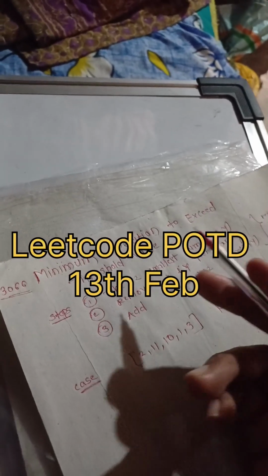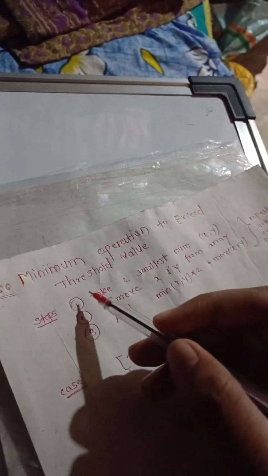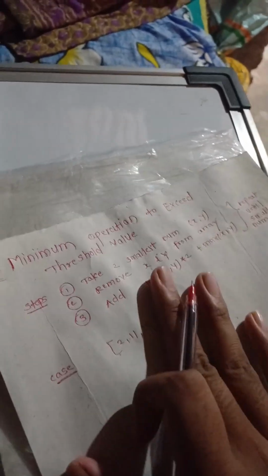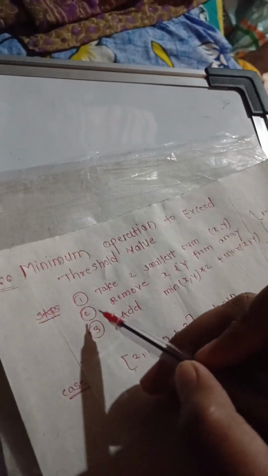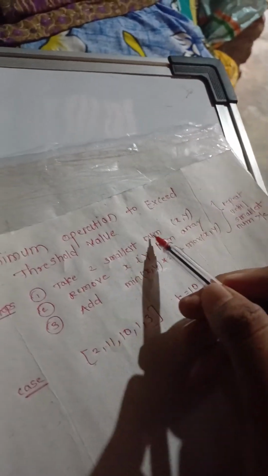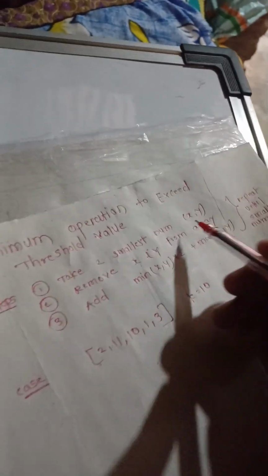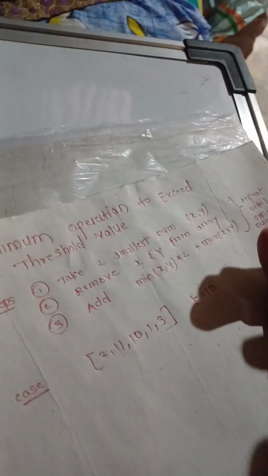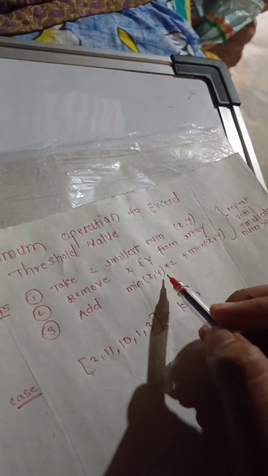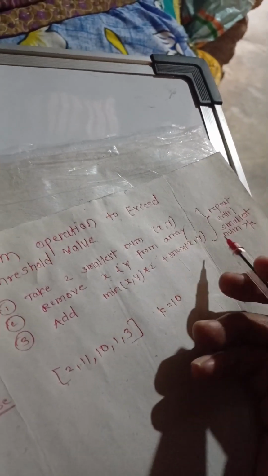Hello guys, so today's Leetcode problem is to find the minimum operations to exceed the threshold value greater than k, basically. What is given is an input array and we have three conditions. First, take the two smallest elements from nums, for example let's say x and y. Remove x and y from the array and add minimum of x, y times 2 plus maximum of x, y into the array.